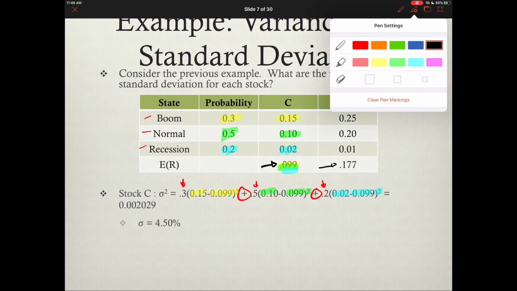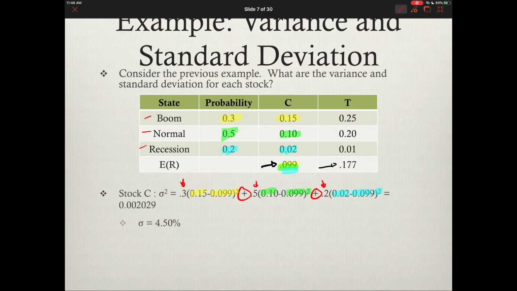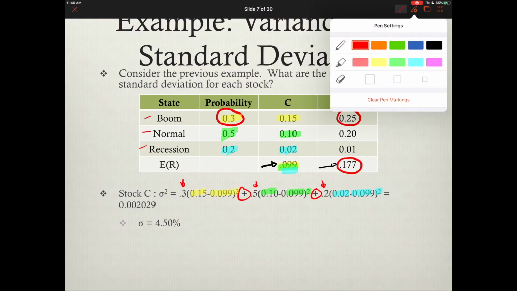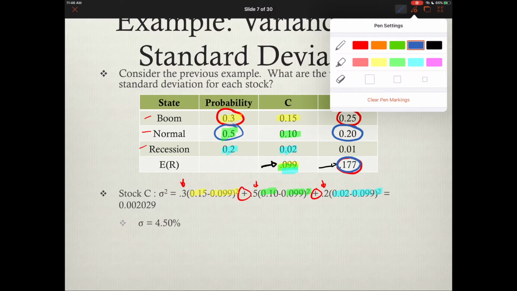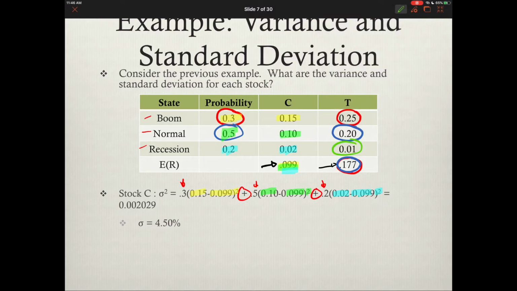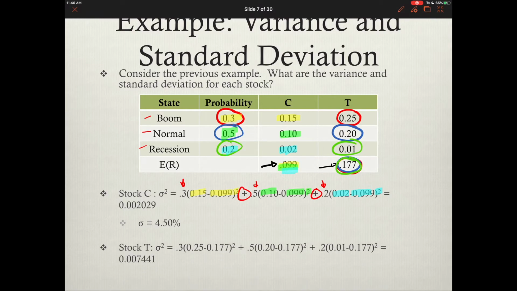So just giving you a heads up here as to what the equation is going to look like. What we are going to do is take the sum of the squared deviations from the mean. So in a boom, we have a 25% return. We subtract the average, we square that difference, and multiply it by the probability of a boom economy occurring. We then add to it the return of stock T in a normal economy minus the average. We square it, and we multiply it by the probability. And then lastly, we would take the return in a recession minus the average, and then we square it. And then we take the sum of these values and we get a stock T variance, and you can check this with your own work to see that you're getting the same answers.